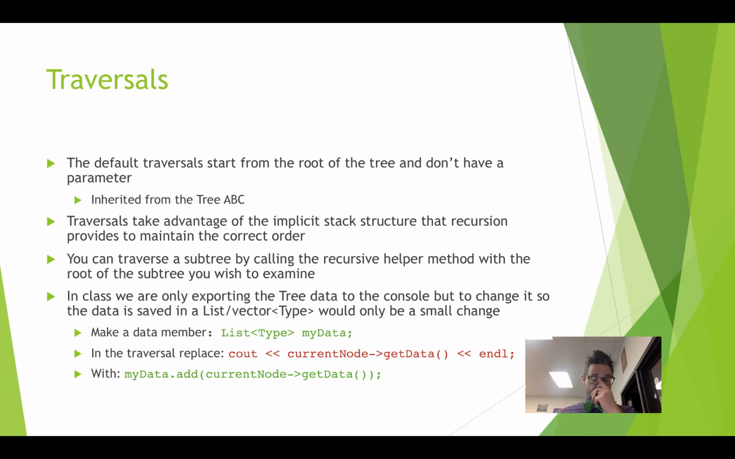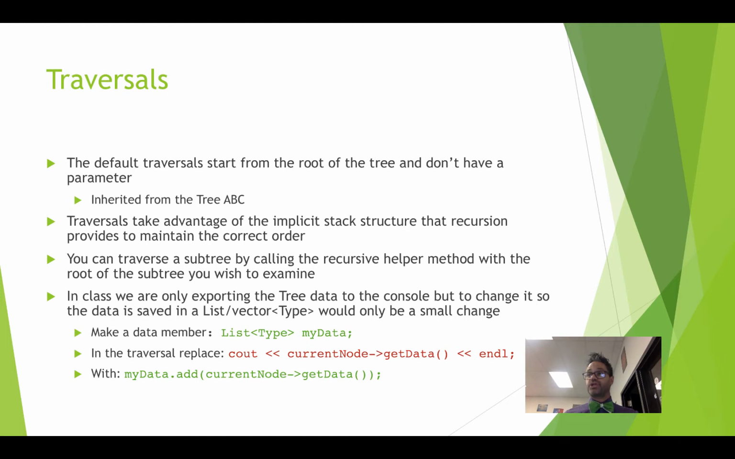Now I can, like I said, do more than just the whole tree by passing a subtree value to the helper method. But when we're looking at this, we are almost always just going to be using the entire class to go through this. Now, in our examples in class, if you're following along with me on my Google site, we're only outputting the data to the console.